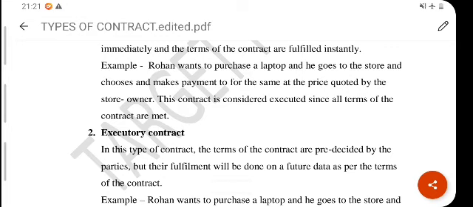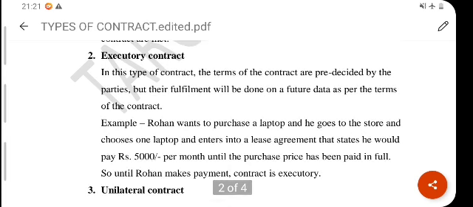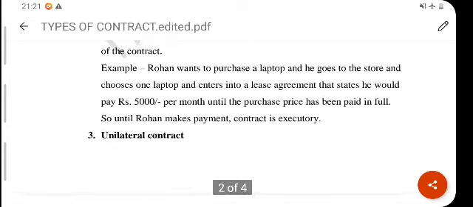Executory contract is a type of contract where terms of the contract are pre-decided by the parties, but their fulfillment will take place on some later date as per the terms of the contract. For example, we often purchase our gadgets on lease. So here a particular amount is prescribed which has to be paid on a particular time, say monthly or 6 monthly. Until the price is paid in full, the contract is executory in nature.